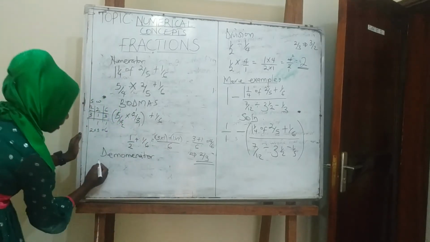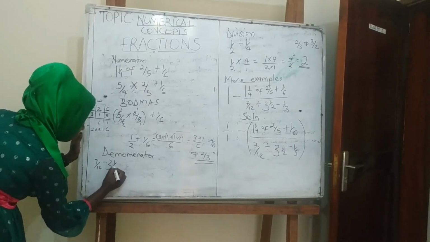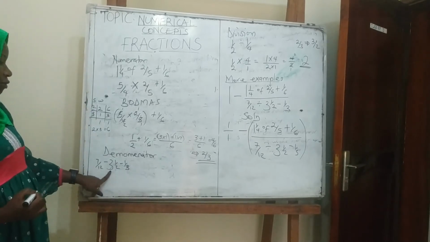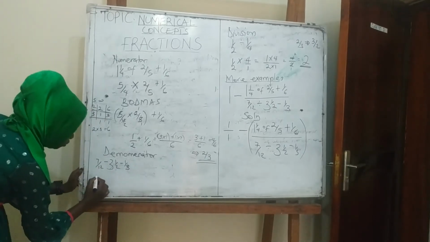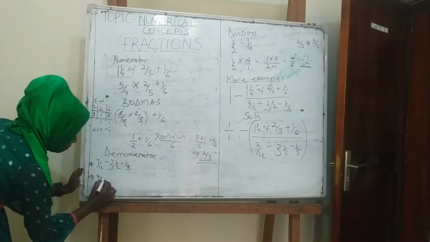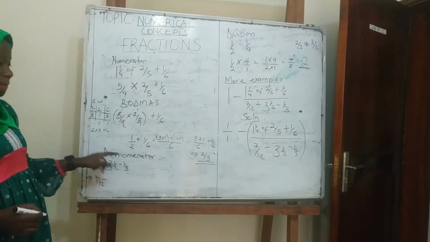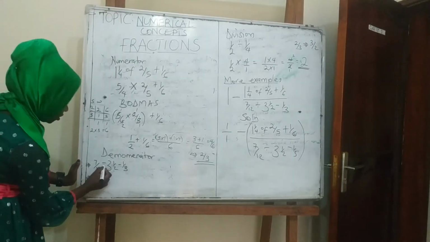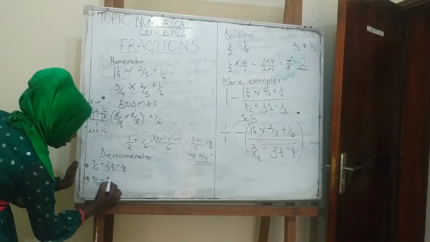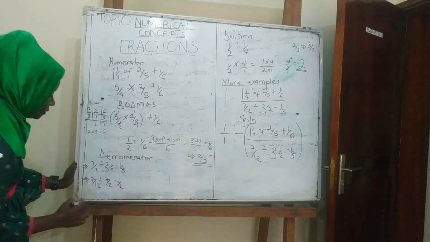My denominator is 7 out of 12 minus 3 and a half, minus a third. We're supposed to change the mixed fraction to an improper fraction. This will be 7 out of 12 minus, we say we get 2 times 3, which is 6, plus 1. I get 7 out of 2. Then minus a third.